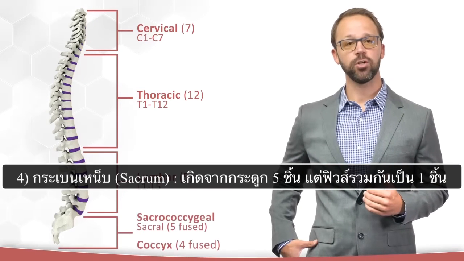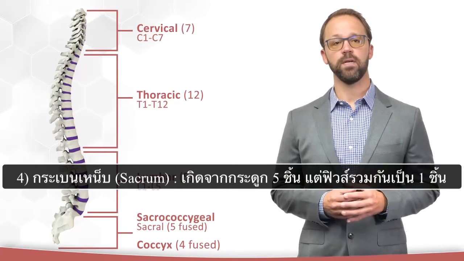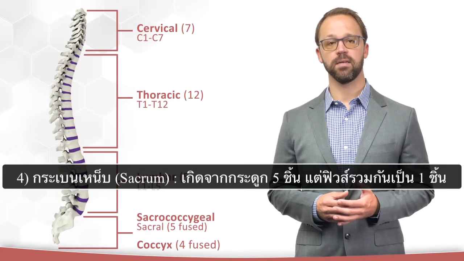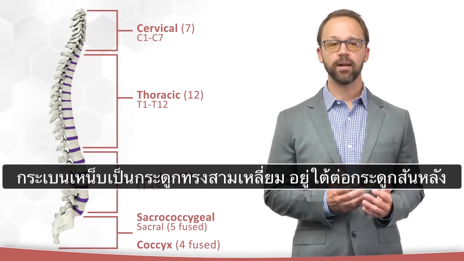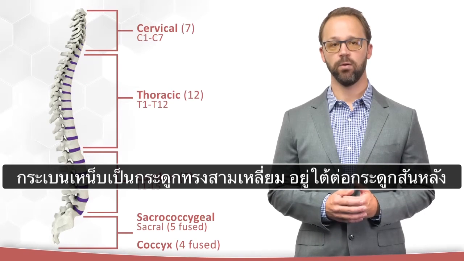The sacral region of the spine contains only the sacrum, a single bone in the adult skeleton that is formed by the fusion of 5 vertebrae during adolescence. The sacrum is a flat, triangular bone found in the lower back and wedged between the 2 hip bones.